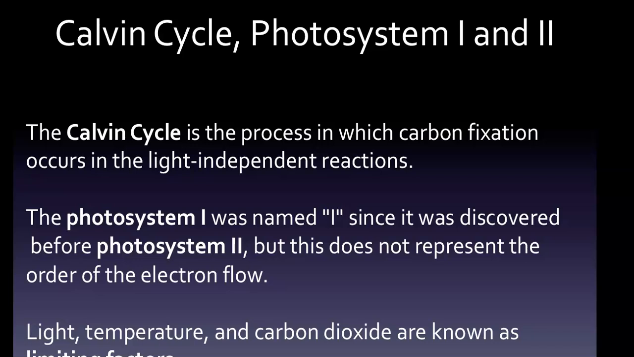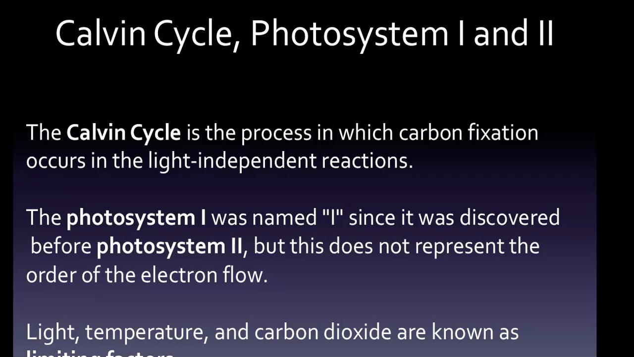So the Calvin cycle, this is the process in which carbon fixation, conversion of inorganic carbon to organic compounds occurs in the light-independent reactions. It occurs in the stroma and overall produces a 3-carbon sugar.